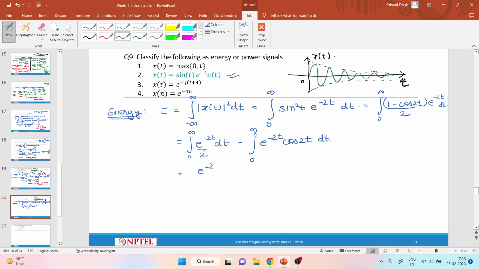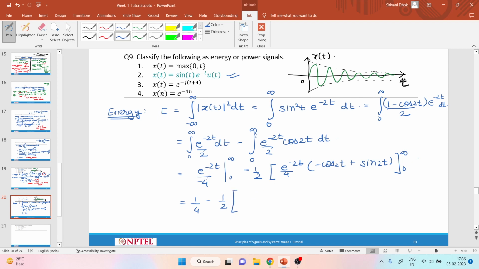e power minus 2t upon minus 4 from 0 to infinity, minus this factor here will lead to an integral of e power minus 2t by 4 times minus cos 2t plus sine 2t from 0 to infinity. This will lead to 1 by 4 minus 1 by 2 factor will remain here.